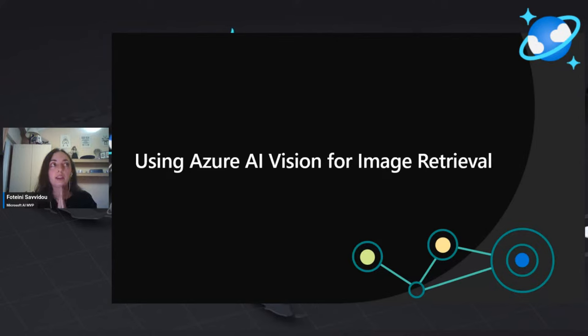Most embedding models are based on machine learning models and specifically neural networks. For example, OpenAI, which has been very popular in the last months, offers some embedding models which are capable of generating vector embeddings for pieces of text. Today, I will use the embedding model of Azure AI Vision for vectorizing images and text.